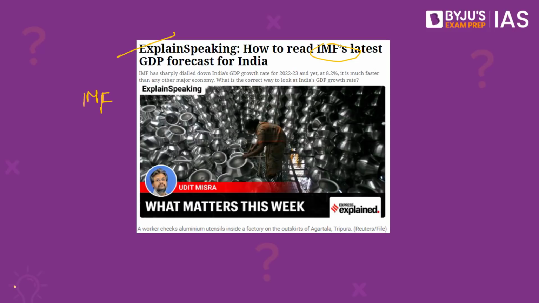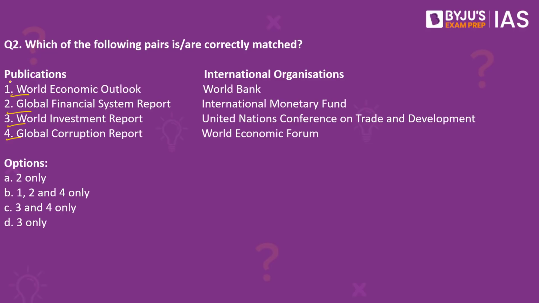Now coming back to the question. Number 1 would be wrong because as we just discussed, World Economic Outlook is published by the International Monetary Fund and not the World Bank. See, IMF publishes 2 reports and they are World Economic Outlook, number 1, and the second one is Global Financial Stability Report. So number 2 would also be incorrect.